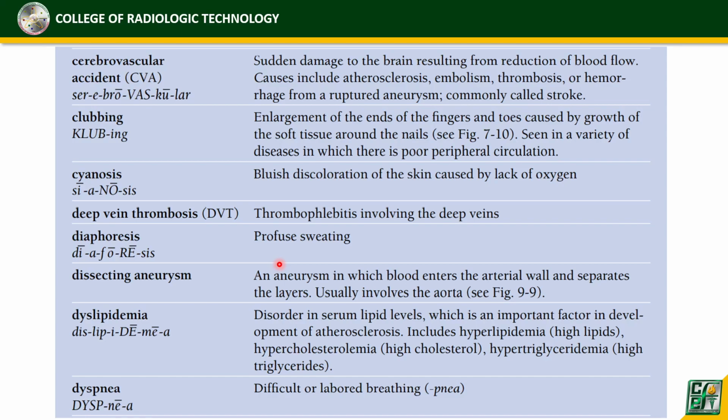Okay, sige, pakibasa CVA. Sudden damage to the brain resulting from reduction of blood flow. Causes include atherosclerosis, embolism, thrombosis, or hemorrhage from ruptured aneurysm, commonly called stroke. Okay, CVA, cerebrovascular accident, it is most commonly known as stroke. Then next, clubbing.